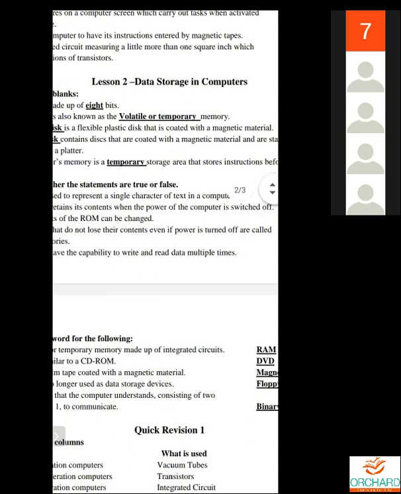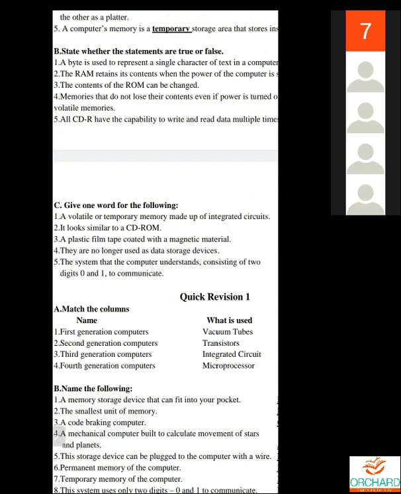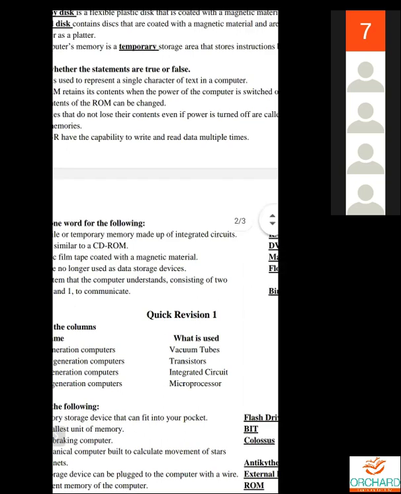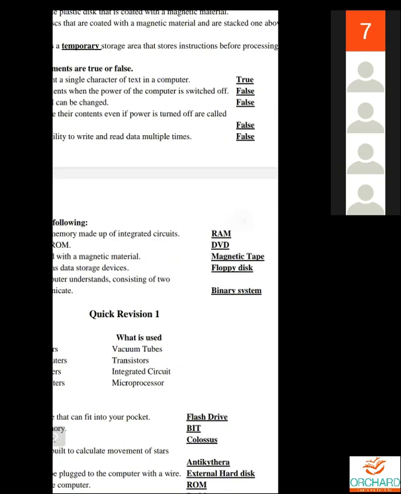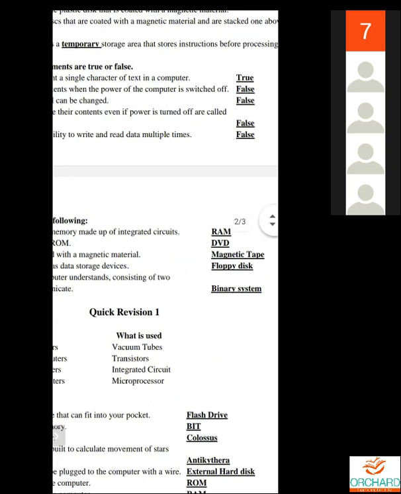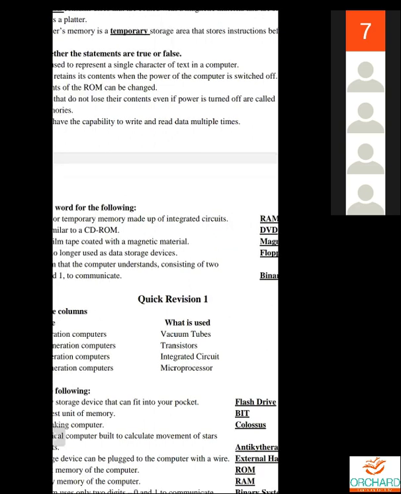And the third Roman letter is answer in one word. It is in your book, page number 20. A volatile or temporary memory made up of ICs, in the sense integrated circuits, is called volatile or temporary memory, RAM, random access memory. RAM is called a volatile or temporary memory. RAM stands for random access memory.